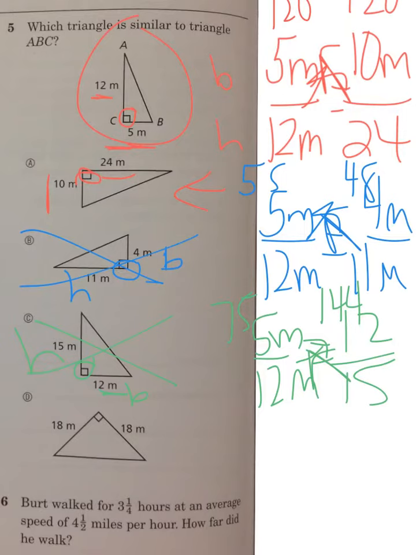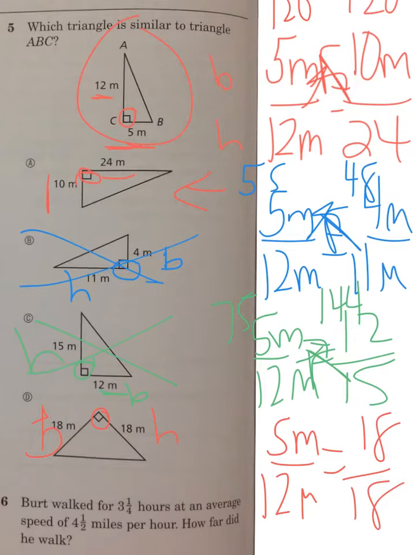Last, look at D. You have a right angle here, so 18 meters will be the base and 18 meters will be the height. You can tell right off the bat that this isn't going to work, but let's just double check it. 5 over 12 equals 18 over 18. 5 times 18 is 90, and 12 times 18 is 216. So that one's not correct. So your answer is A.